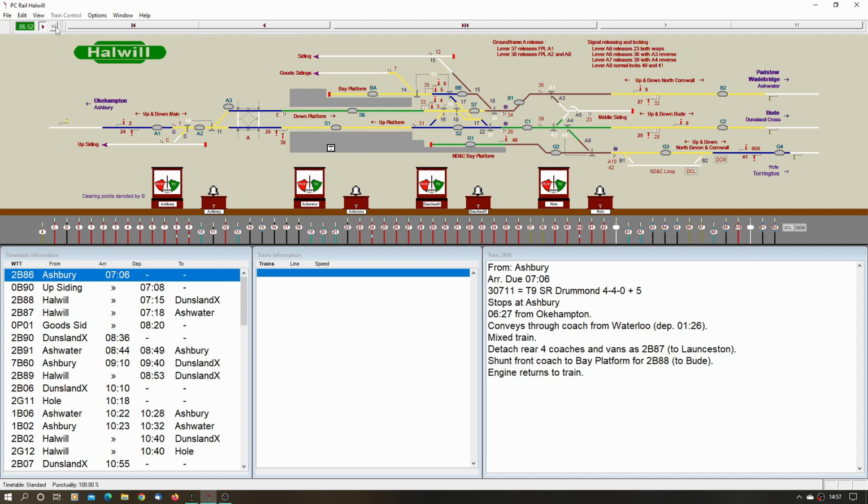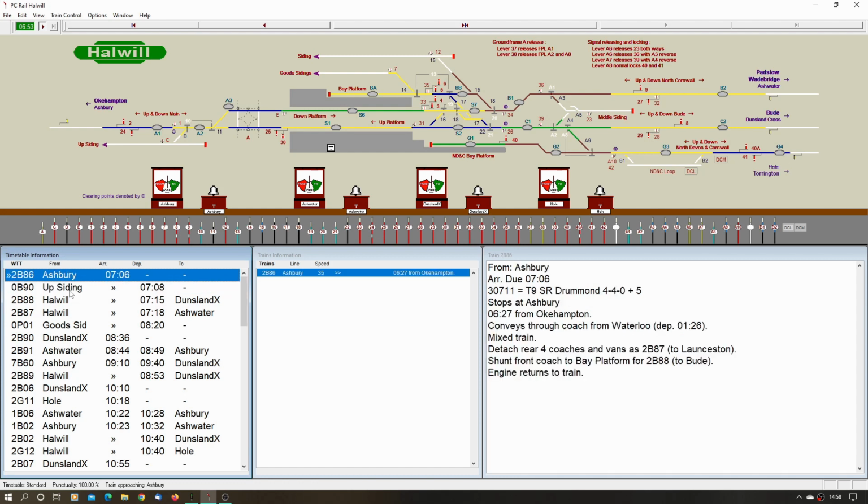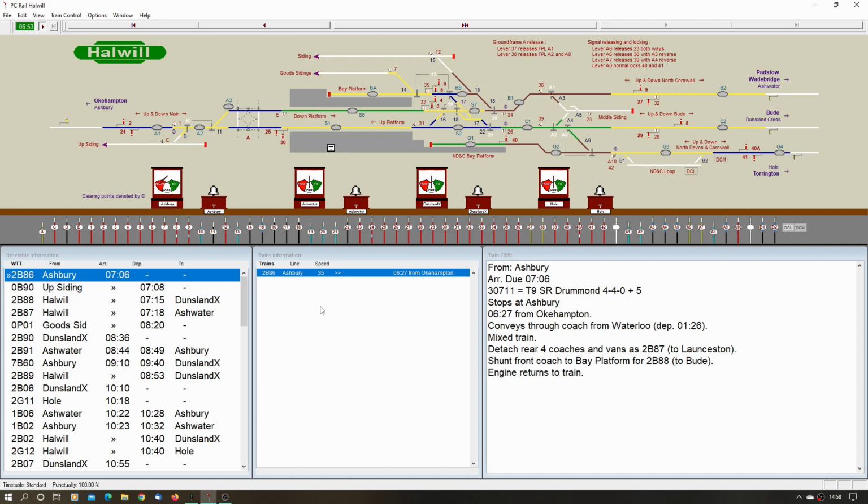Right, he's disappeared off there, so there's no trains on the system. Quick time advance hasn't advanced, so that means we've got something happening in the next minute, which should be this one. Now we've also got a class 0, which is a light engine coming from the upsiding. Just accept that class 2. I've got the train register book, of course, the up and down sections, and that is today's date, so that's when you know it was videoed.